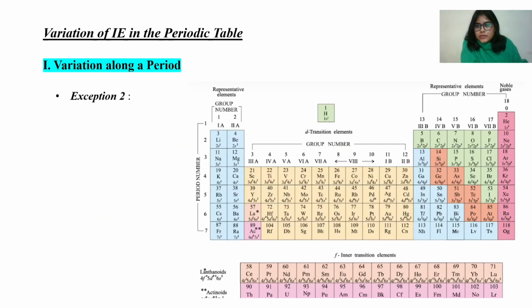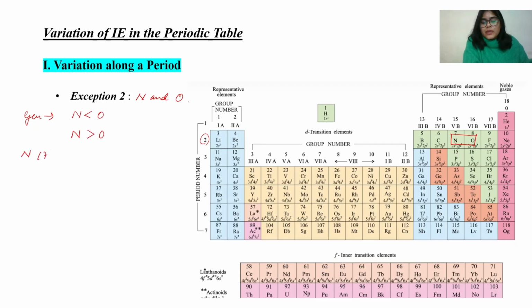So the second exception within the second period is nitrogen and oxygen. What did we expect according to the general trend? According to the general trend, it should be nitrogen less than oxygen. Now obviously, exception means that actually nitrogen is more than oxygen. And why is that? Let's discuss.